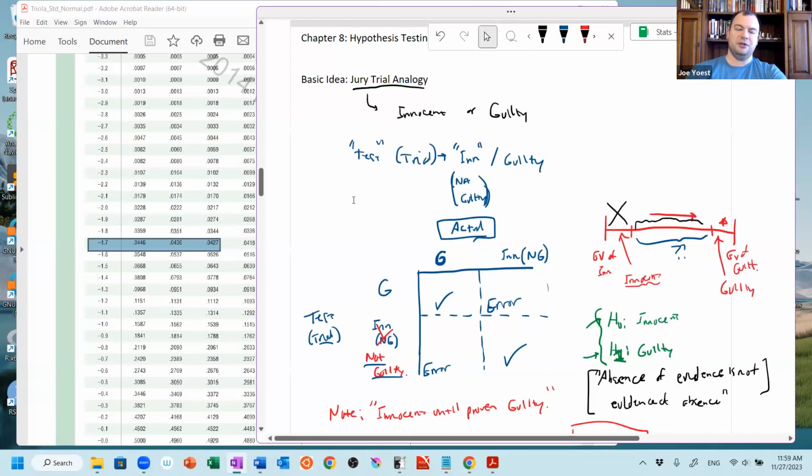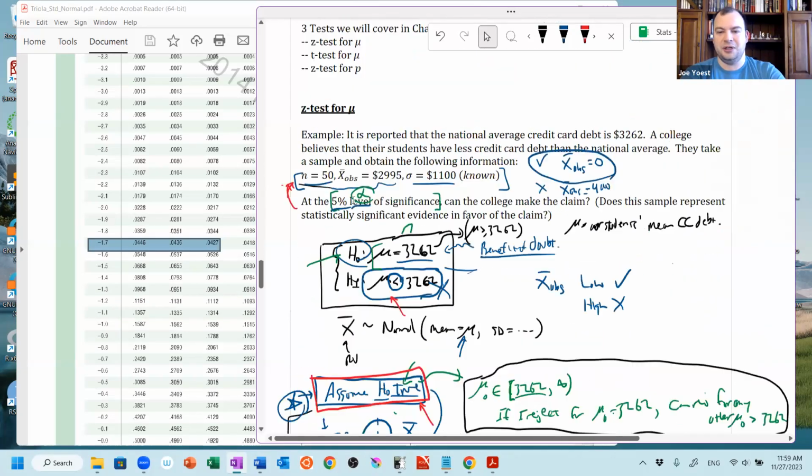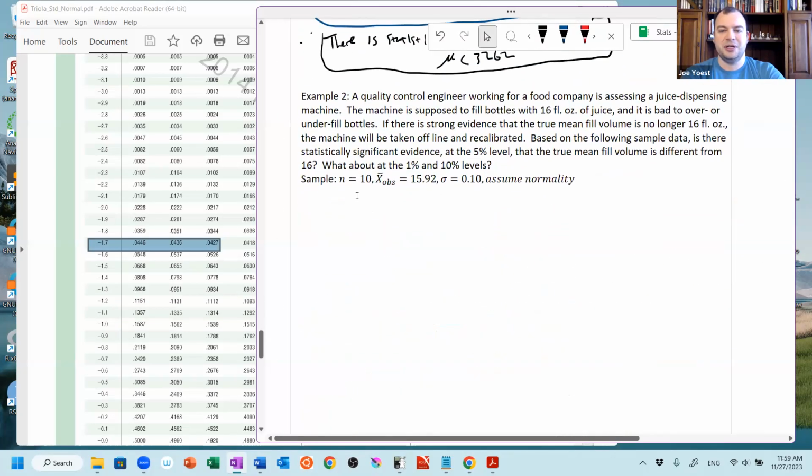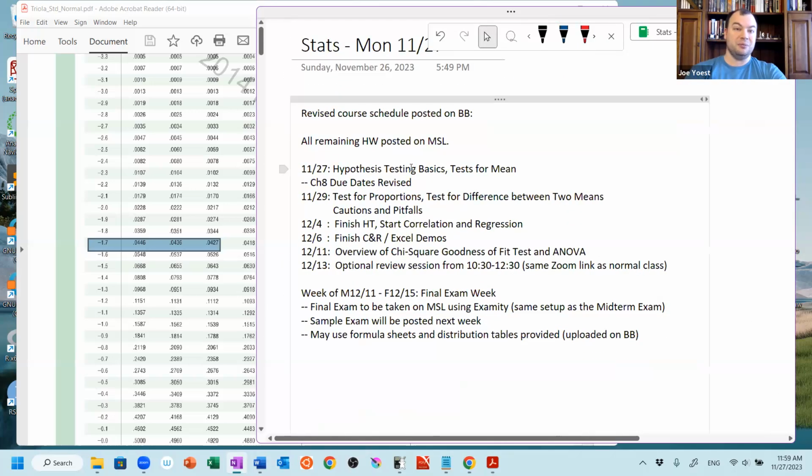So maybe review some of this material in preparation for Wednesday's class, when we'll just continue on with these next couple of examples. We'll see a couple of different calculation-based approaches to answering the same question. And then we'll move on to tests for proportions. So that's next time. I will see you all then.